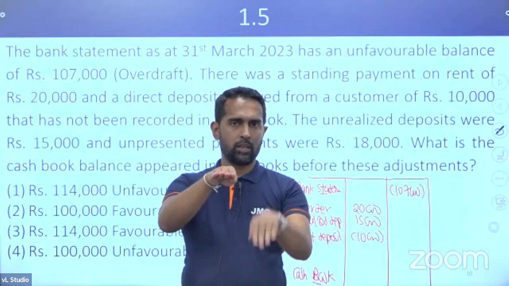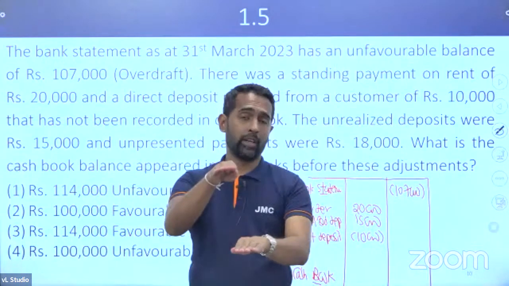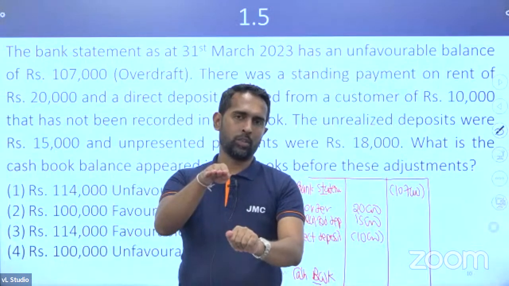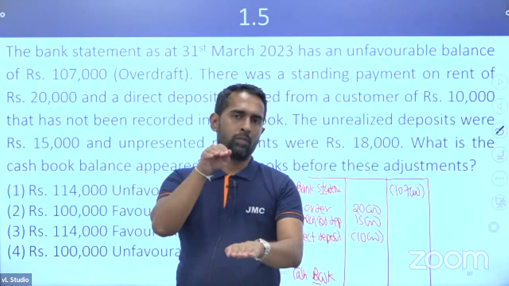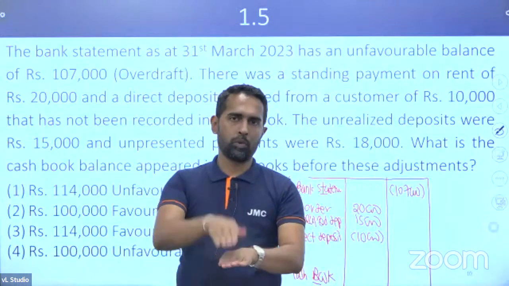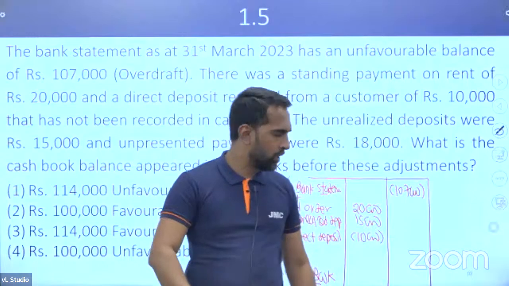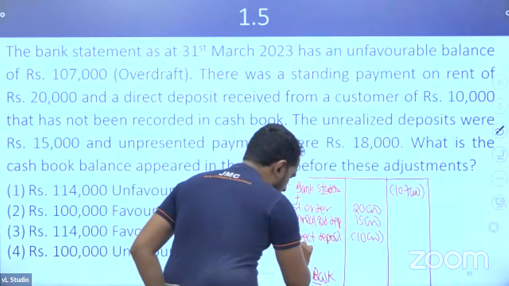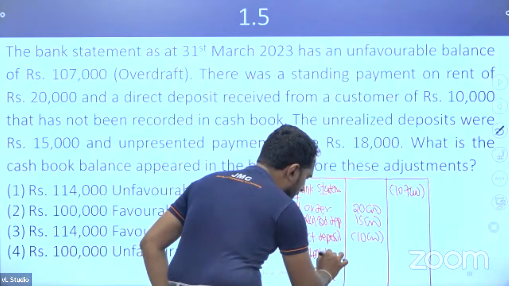The accountant issued the check, so the cash book balance is lower. It has not come to the bank yet, so the statement balance is higher. Now from where to where are you going to go? From the statement to the cash book. Then you are coming down, right? You need to deduct, so you are going to deduct unpresented payments.